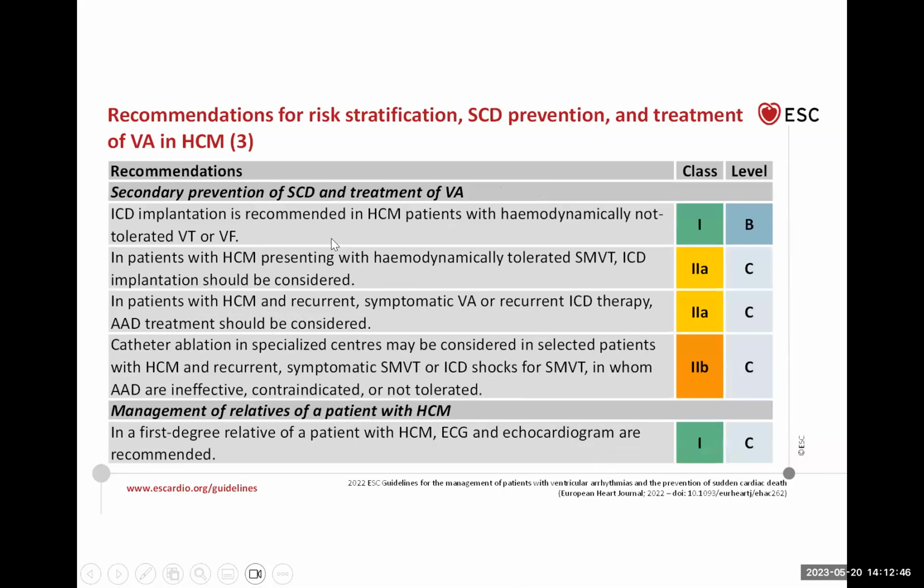Secondary prevention: any patient with previous hemodynamically unstable VTAC or VF, of course, this is like any other secondary prevention criteria in all diseases. In patients with hypertrophic cardiomyopathy presenting with hemodynamically tolerated sustained monomorphic VT, again, it is 2A to put an ICD in those patients because it can turn at times to be hemodynamically unstable. And in patients who have hypertrophic cardiomyopathy with recurrent symptomatic ventricular arrhythmias and recurrent ICD therapy, antiarrhythmics should be considered. And catheter ablation also might be recommended in patients with hypertrophic cardiomyopathy. It is 2A. And of course, first degree relatives should be screened with ECG and echocardiogram.